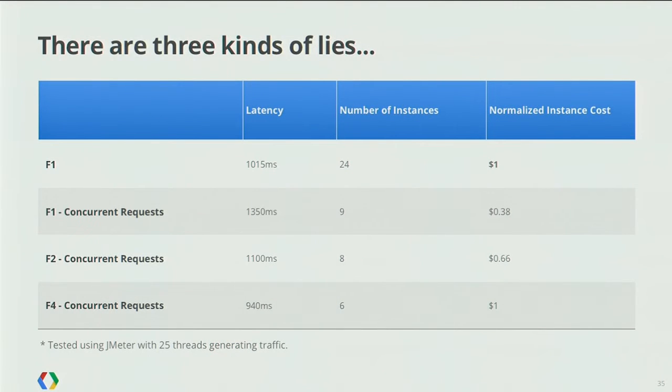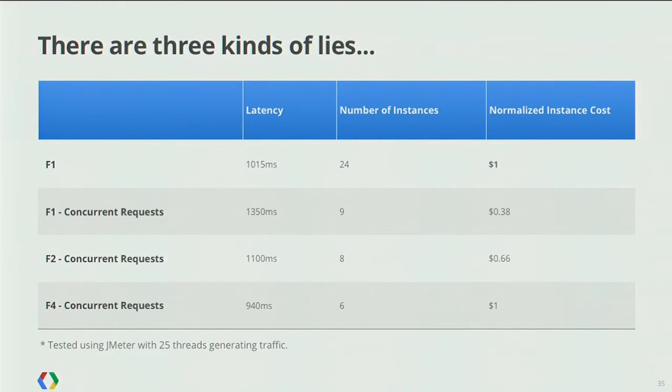If you look at the top row, this is just the default configuration for App Engine, which uses what are called F1 instances. They are 600 megahertz virtual CPUs. And I generated the timings for that without concurrent requests enabled. The latency that I measured was basically 1 second, so 1,015 milliseconds. It created 24 instances to handle this load. And I normalized the dollar cost to handle this load, let's say it costs $1.